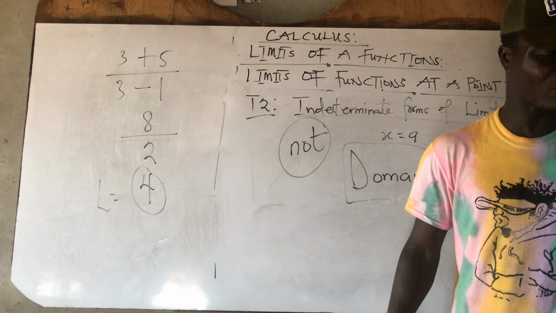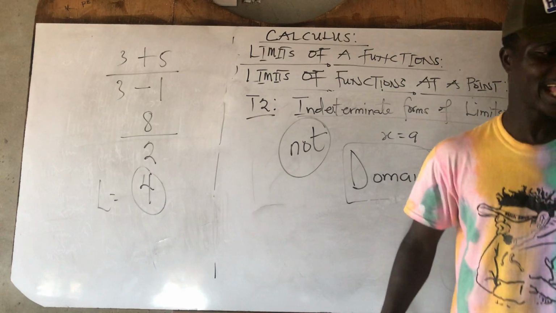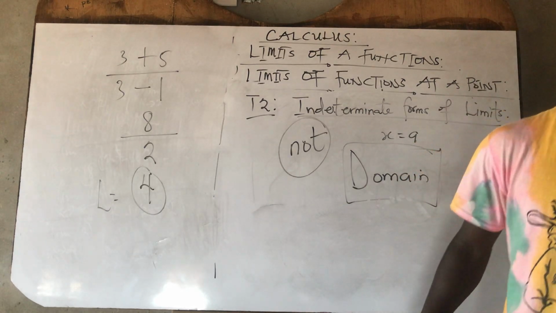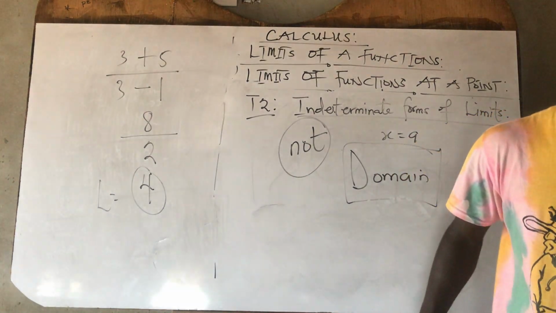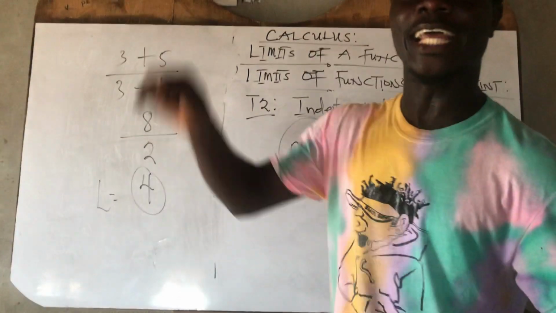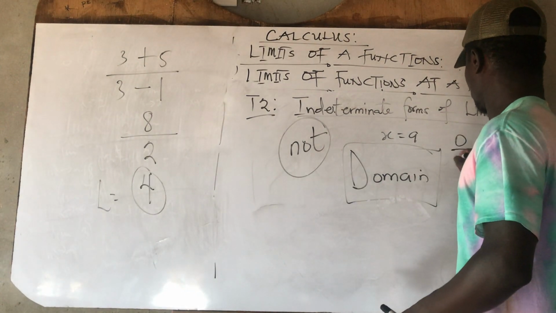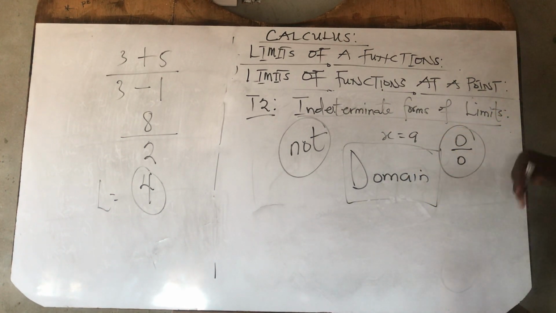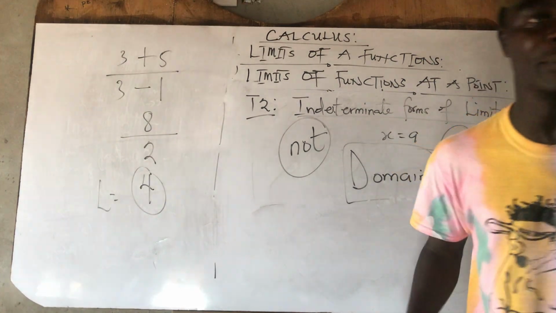So now here, the note says: if a rational function is undefined at x equals a, it means that a does not belong to the domain of f, right? Thus, when you substitute x equals a in the numerator and the denominator, the result is 0 on 0. So which is what? Indeterminate. The result is 0 on 0, and the limit is said to be in the indeterminate form.